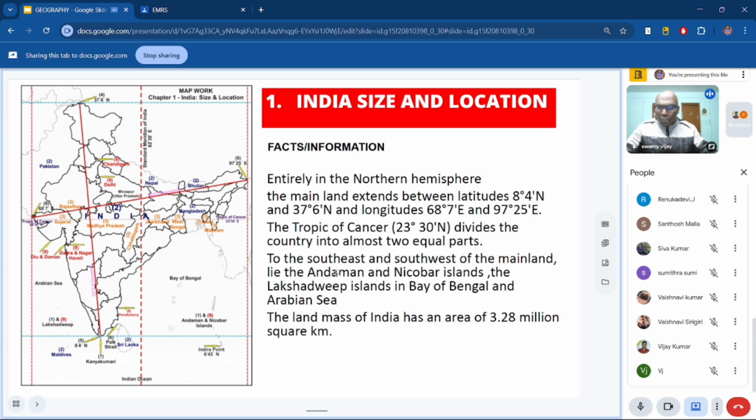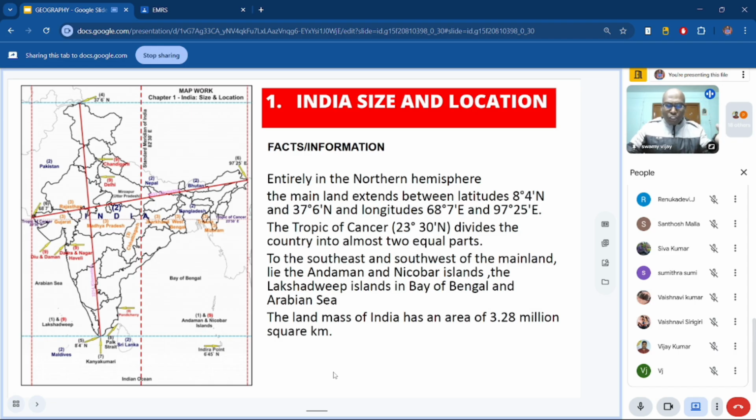So you have to find out, if you see the left side, slowly observe the map. Andaman and Nicobar Islands are located in the Bay of Bengal and Lakshadweep is located in the Arabian Sea. Okay, basic geography I am sharing with you. The landmass of India has an area of 3.28 million square kilometers. One question will definitely come from this information.